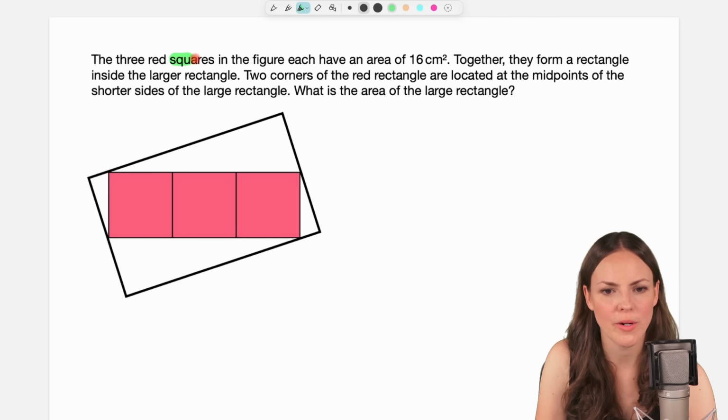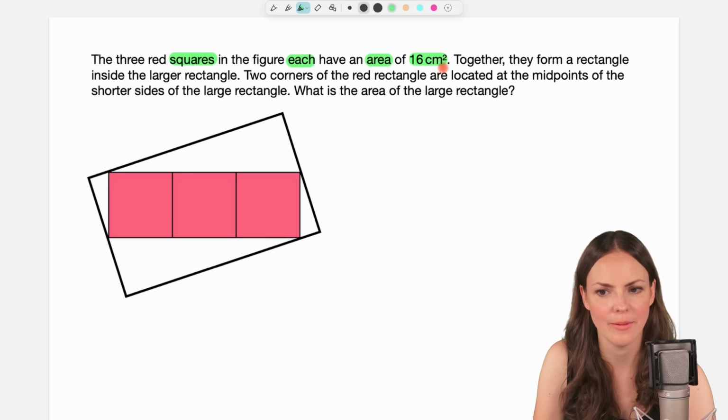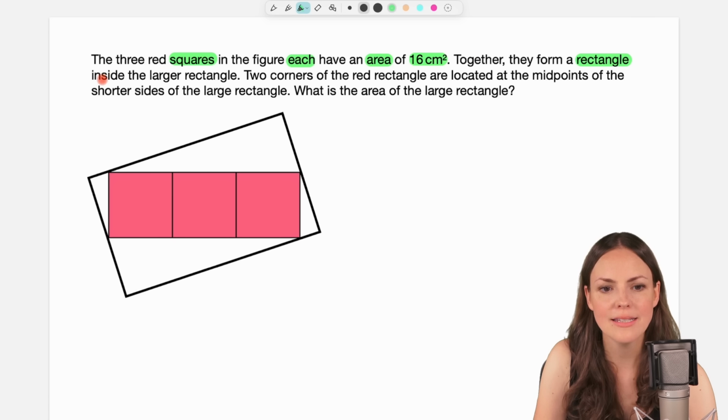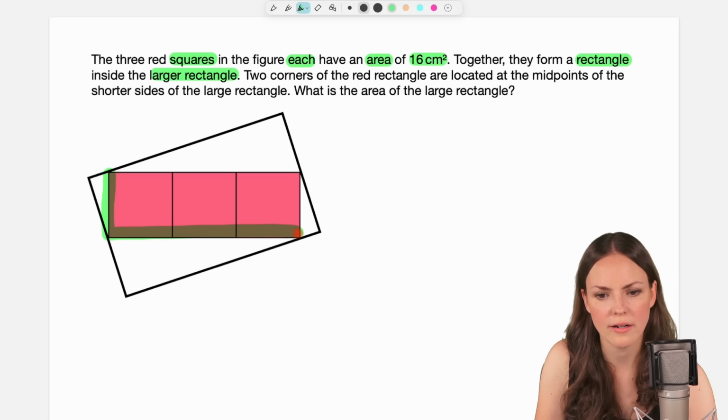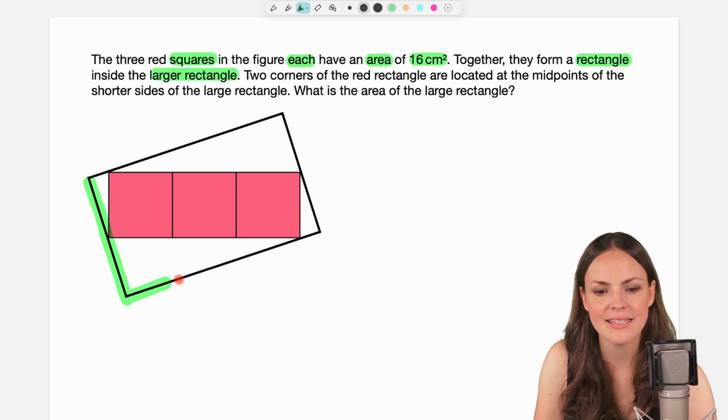The three red squares in the figure each have an area of 16 square centimeters. We can see these three red squares here. Together, they form a rectangle inside the larger rectangle. Two corners of the red rectangle are located at the midpoints of the shorter sides of the large rectangle.